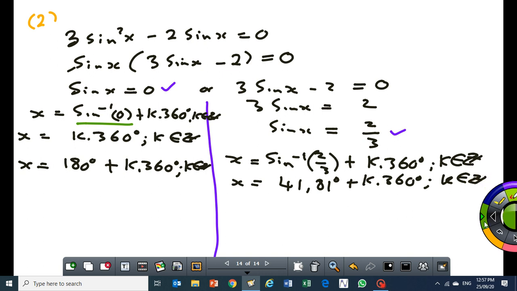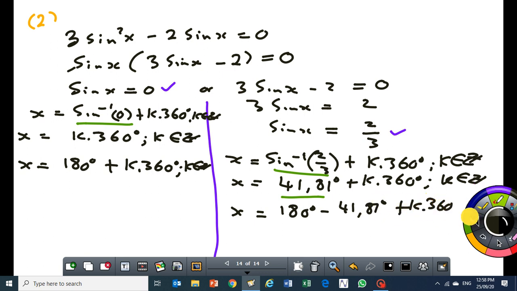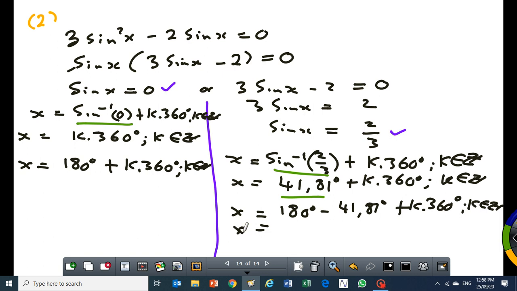Then, this is our reference angle. Since our trigonometric ratio is sine, we have to find the second general solution. So we have to subtract this angle from 180. So if I subtract that angle from 180, my second general solution will be x equal to 180 minus 41.81 plus k times 360, where k is an element of z. So that will give you x equal to 138 what?